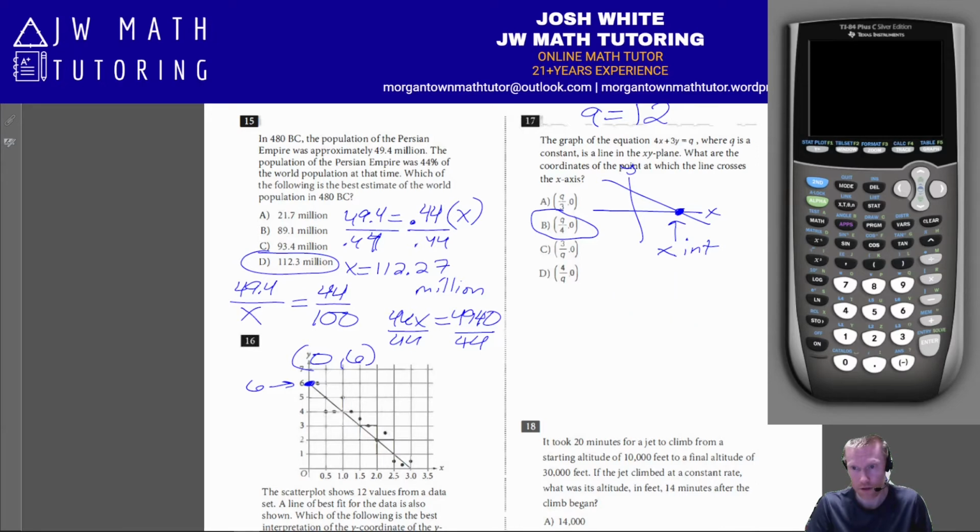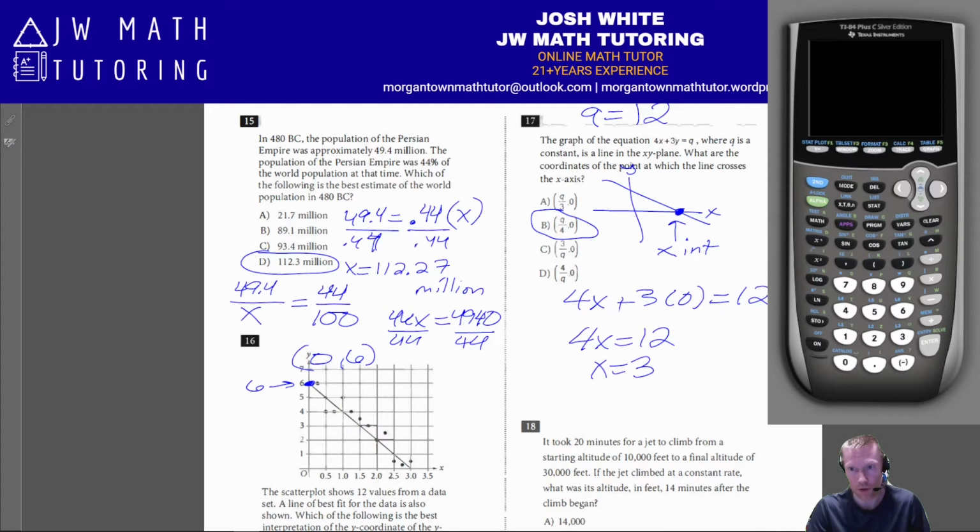Just get rid of all this work here temporarily. And so I've got 4x plus 3 times, we still plug in 0 for y, equals 12. This is my hypothetical line. So 4x equals 12. Now I get x equals 3. What you have to do now is go to the answer choices and put 12 in for q and see which of those expressions equals 3.